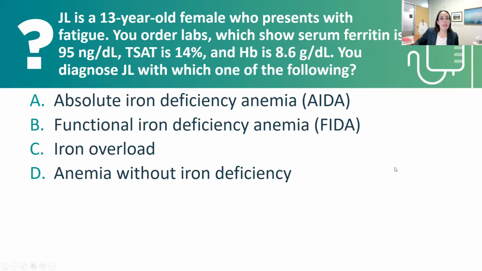Right. JL is a 13-year-old female who presents with fatigue. You order labs, which show a serum ferritin of 95, a transferrin saturation of 14%, and a hemoglobin of 8.6. You diagnose JL with which one of the following?